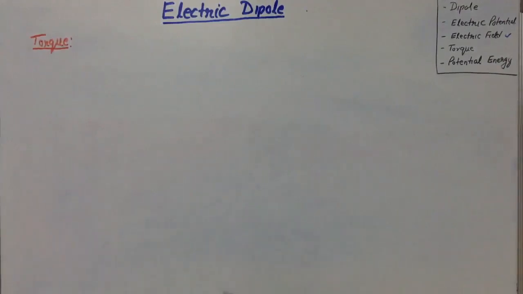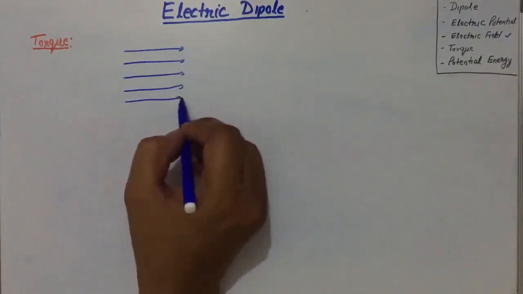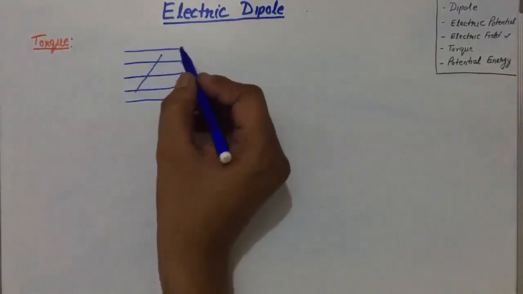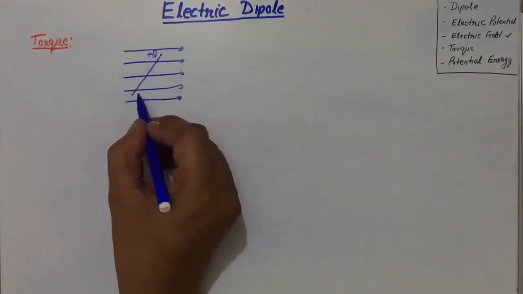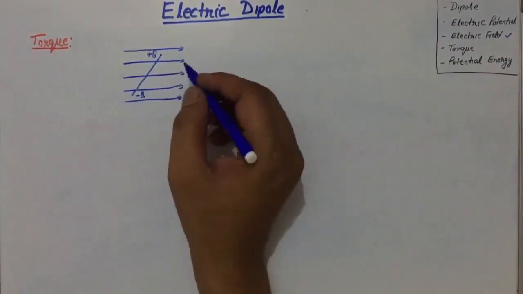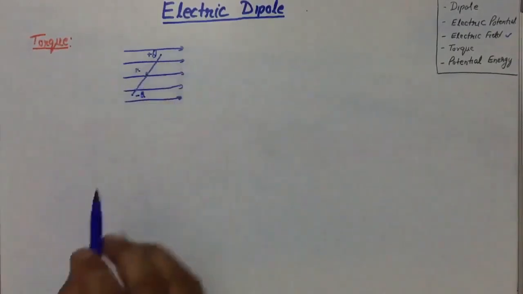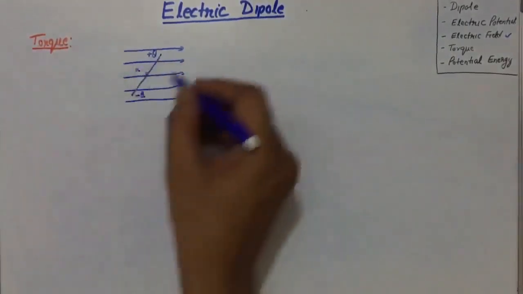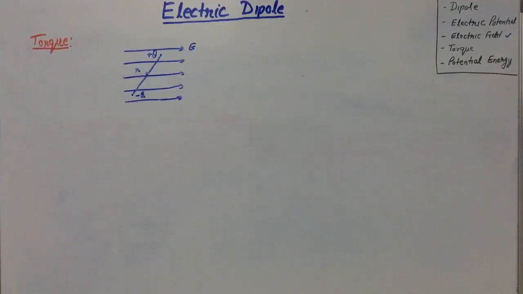Now in the case of torque, suppose this is the electric field, and any dipole here has a positive charge here and a negative charge here, according to its definition, and this is the center, you can say this is R. Now if this dipole is placed in the electric field, then what will be the torque existing on this dipole?